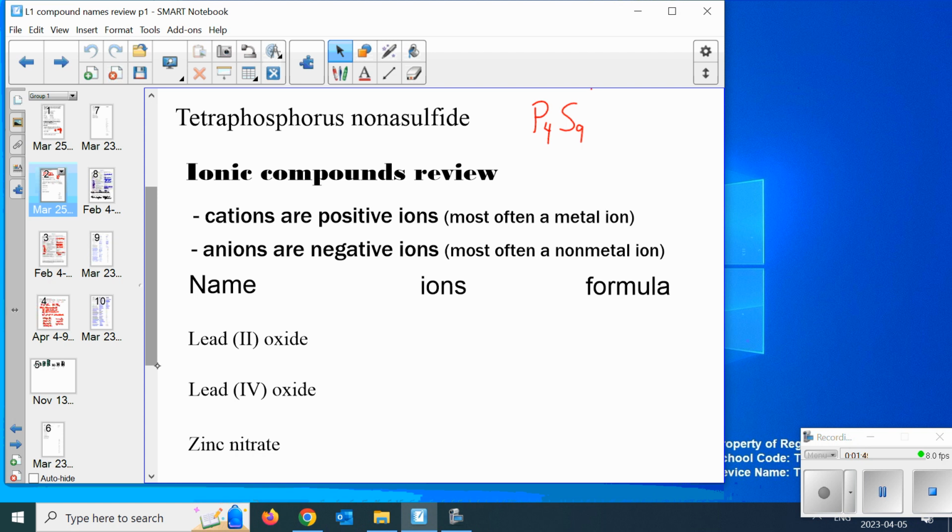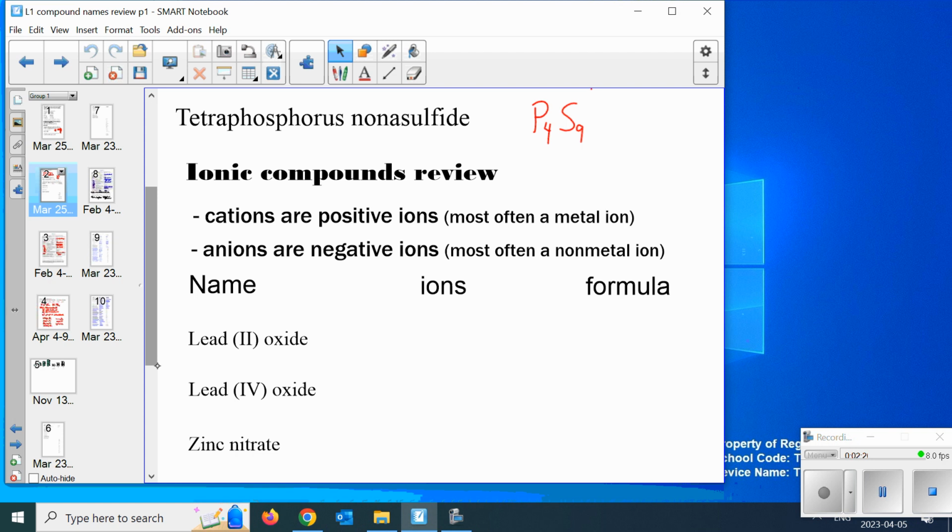Here's what we're going to do. We're going to do a few reviews, and then I'm going to give you guys a chance to try some. First of all, lead 2 and lead 4, I'm going to do them both at the same time, because I'm doing this on purpose. To remind you, some of the metals have multiple possible charges. So in the name, I have to tell you which one it is. Lead 2 is the one with the charge of 2 plus. Lead 4 is the one with the charge of 4 plus.